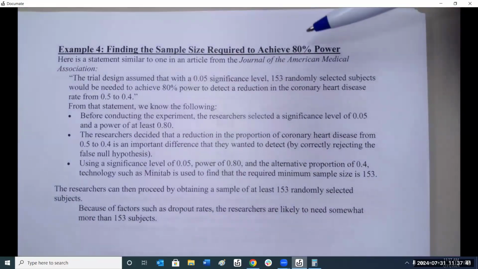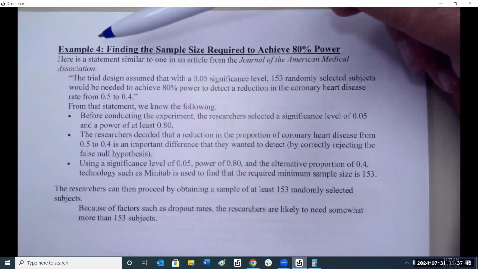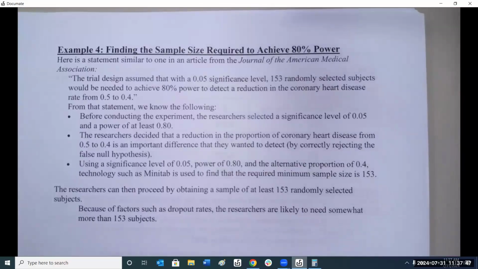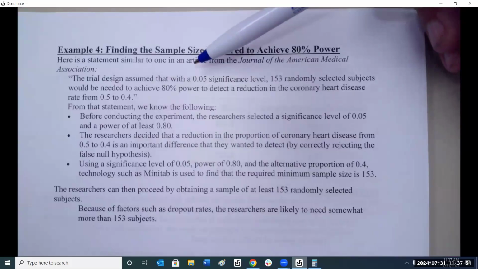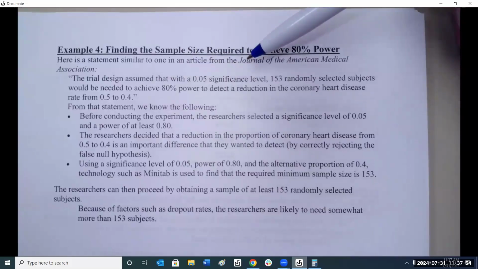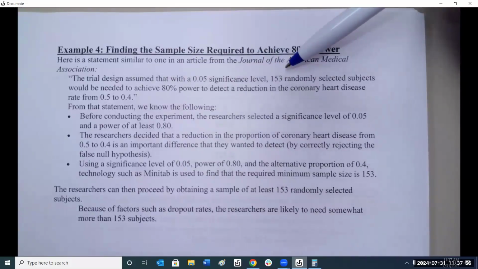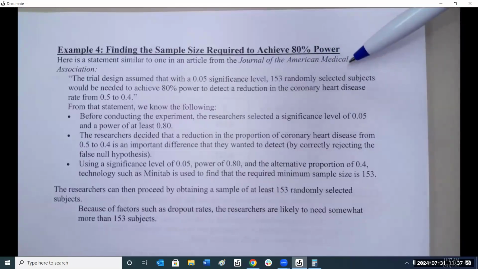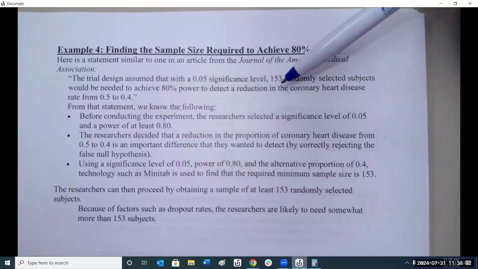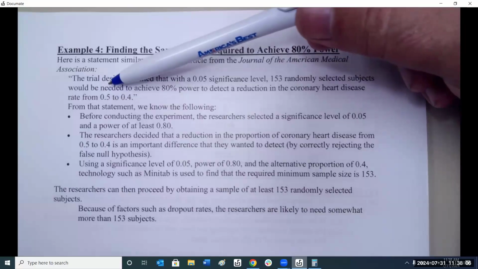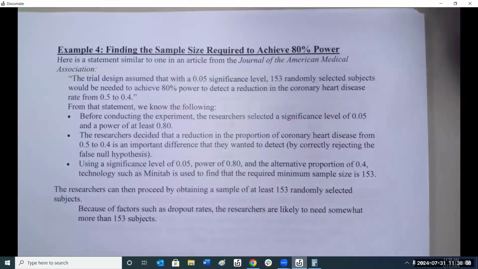Finding the sample size required to achieve 80% power. Here's a statement from an AMA journal. The trial design assumption that with a 0.05 significance level, 153 randomly selected subjects would be needed to achieve 80% power to detect a reduction in the coronary heart disease from 0.5 to 0.4.